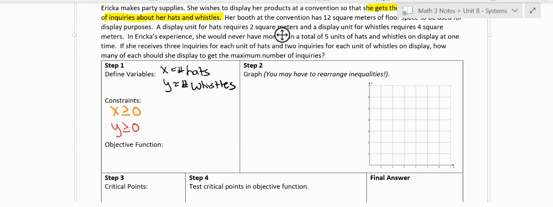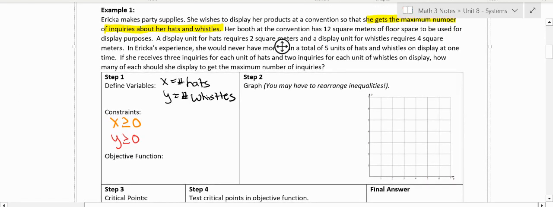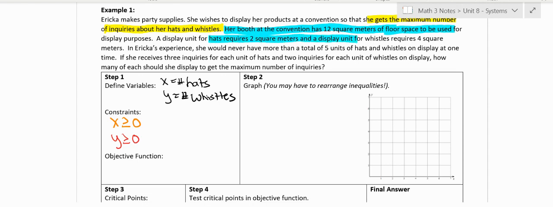We also have some other inequalities we can write here. It gives us some restriction on the size of the space. She has 12 square meters of floor space for her display. Each hat is going to take 2 square meters. Each whistle is going to take 4 square meters. So we can write an inequality for that. We could say 2x plus 4y cannot be greater than, the most it could be is 12. That's how big her space is. So 2x plus 4y is less than or equal to 12.